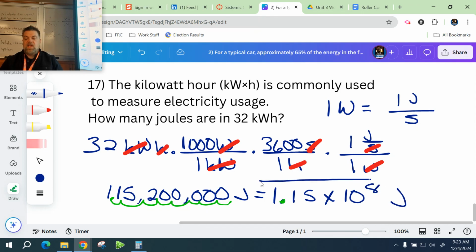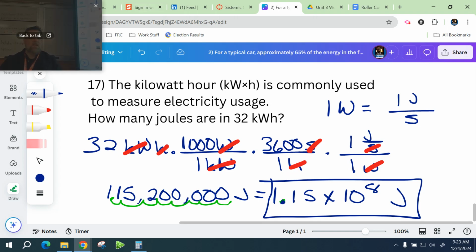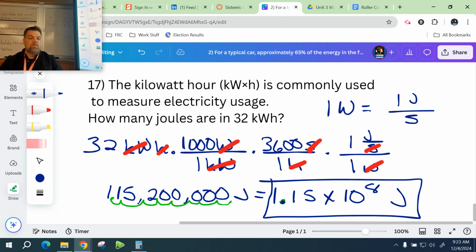And I think that's how we had it. That's one of your answer options, right? 1.15 times 10 to the 8 joules. Does that make sense? Anybody have any questions on that?